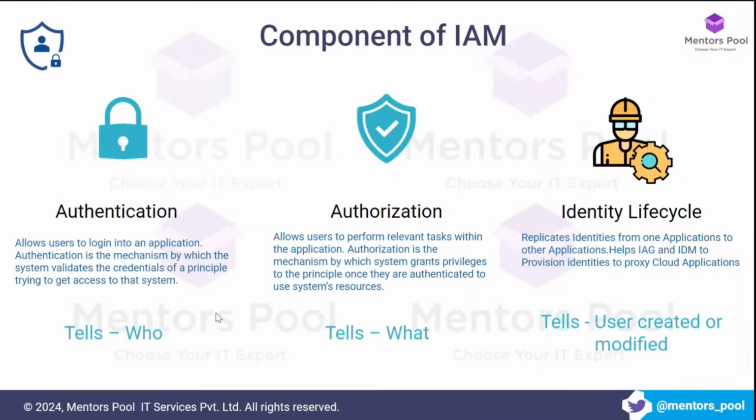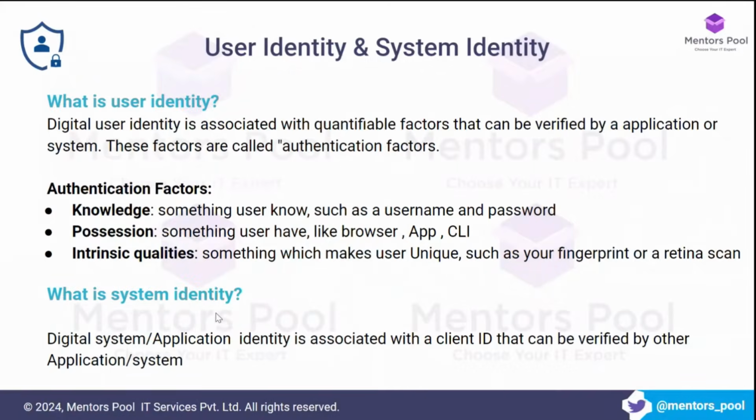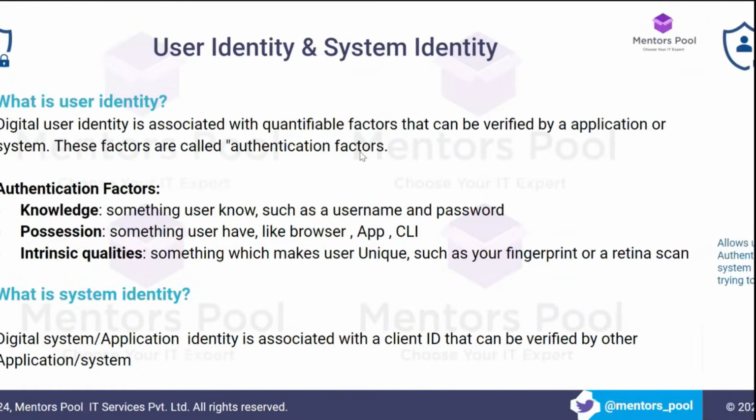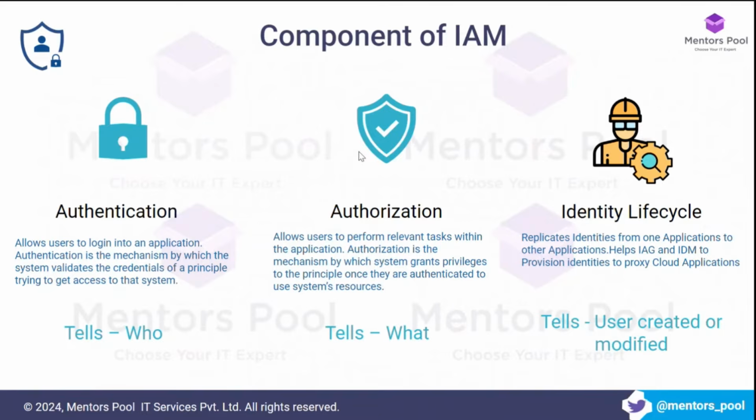Normally, what are the components of how this complete framework works? I said you have user identity and system identity. But what about the framework which is validating the system ID, or managing the system IDs or user IDs? We have IAM, the Identity Access Management framework, which does that. It has three main components: authentication, authorization, and identity lifecycle management.